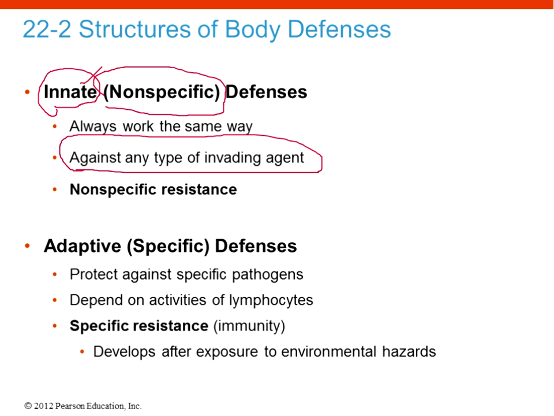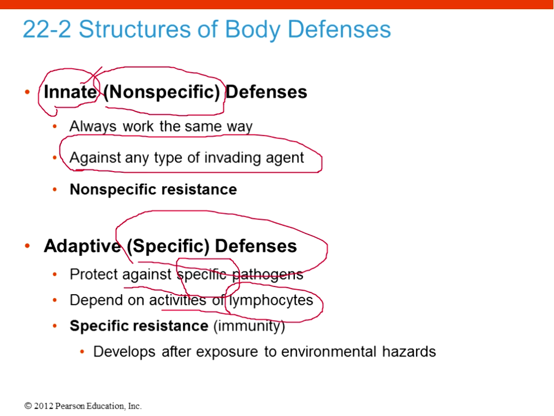Okay? The other type is adaptive or specific defense, right? And these are defenses that take time to develop, right? And they protect against specific pathogens, right? And they depend on lymphocytic activity, right? So it's specific resistance developed after exposure to environmental hazards, right? So when we're born, we haven't been exposed to anything yet, right? And so over time, that's why kids get sick so easily when they're young, right? They get colds and other illnesses because they're developing this type of immunity, adaptive.